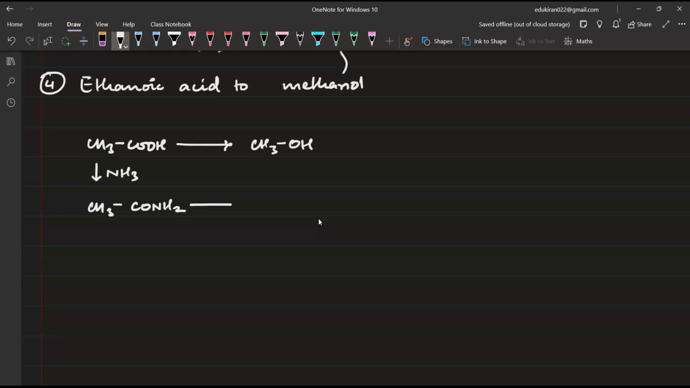And from amide, you can prepare amines by using Br2 and KOH. Hofmann bromamide degradation will remove the CO and we will get CH3NH2. And we can use HNO2 in order to prepare alcohol now. HNO2, nitrous acid. So this NH2 will be replaced by OH and we are going to get methanol, now 1 carbon less than the previous acid. Write this down.